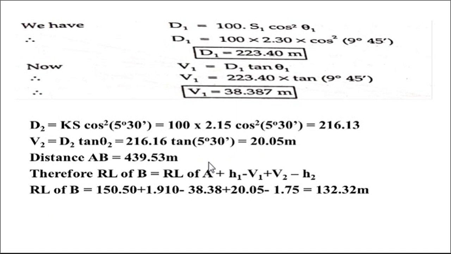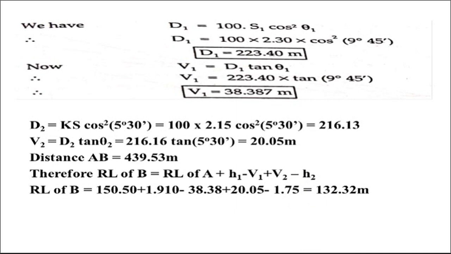Now from the figure, A and B are on opposite sides of the instrument station, that is O. So by taking the addition of the two distances D1 and D2, we will get distance AB is equal to 439.53. And RL of point B is equal to RL of point A plus H1 minus V1 plus V2 minus H2. So substituting the values, we will get the RL of B.